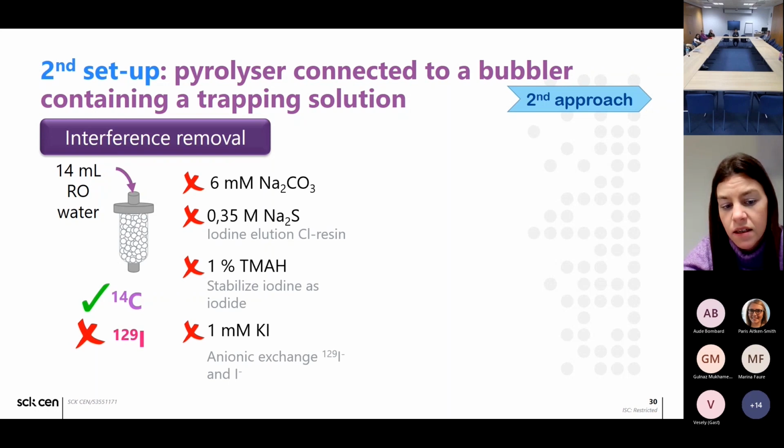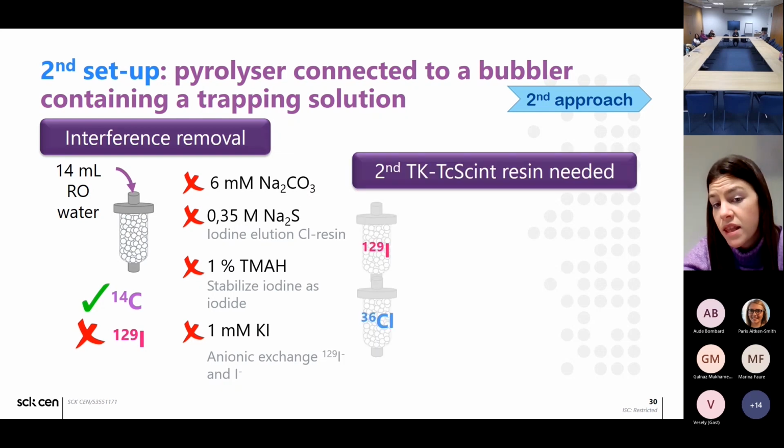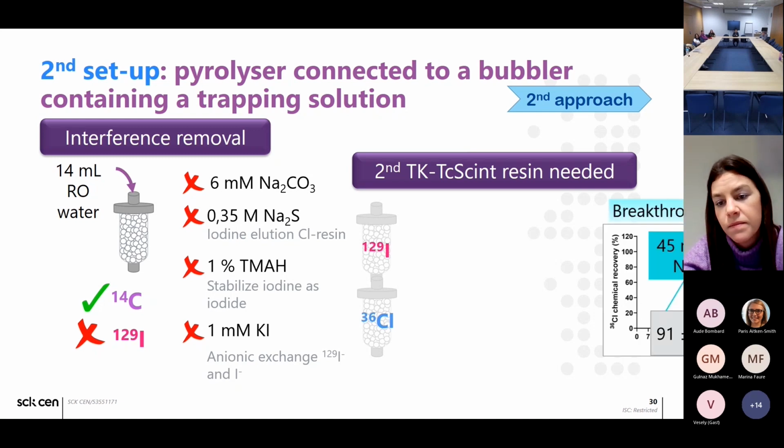We also went to test other cleaning media, such as sodium carbonate, sodium sulfate, TMAH, or potassium iodide, but it was not possible to remove or wash out the iodine from this resin. So then our idea was to do a sequential separation, taking into account that iodine will be staying on the first resin, whereas we could retain first the chlorine in the first resin, wash it out, and load it in a second resin.